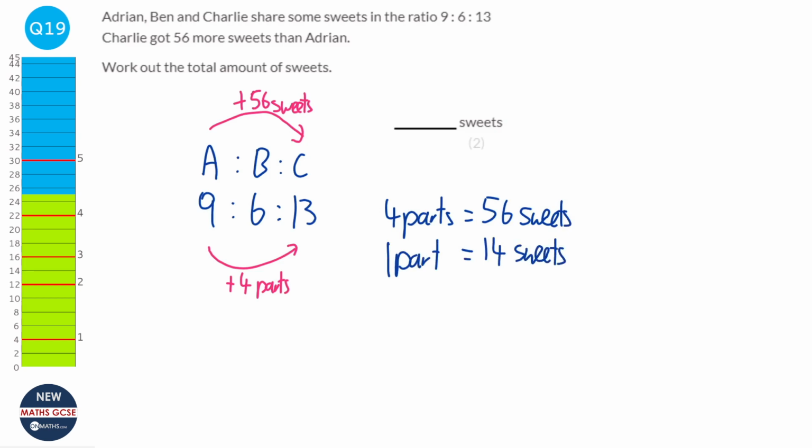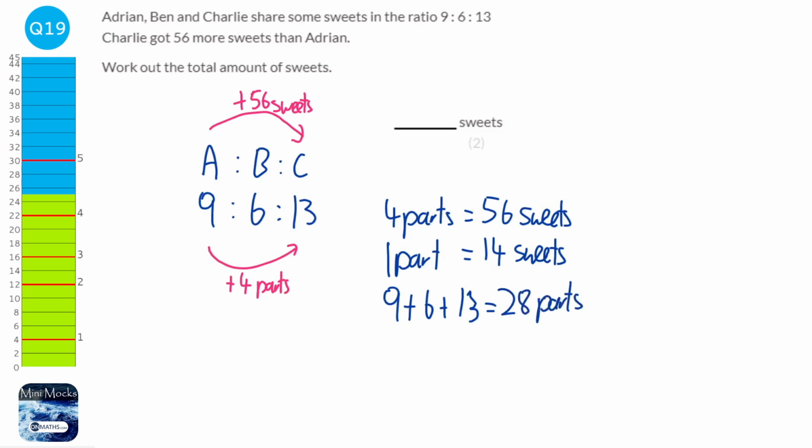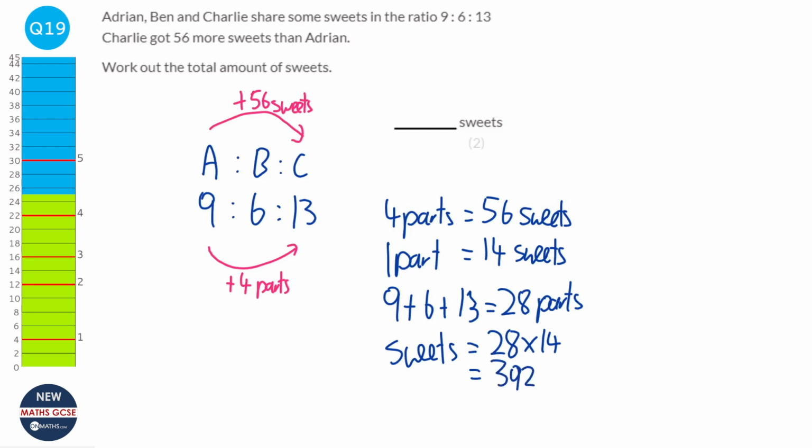So all we need to do now is work out how many parts there are. Well, there are 9 plus 6 plus 13 parts, which is 28, and each part is worth 14 sweets. So the total number of sweets will be 28 times 14. So 28 times 14 is 392.